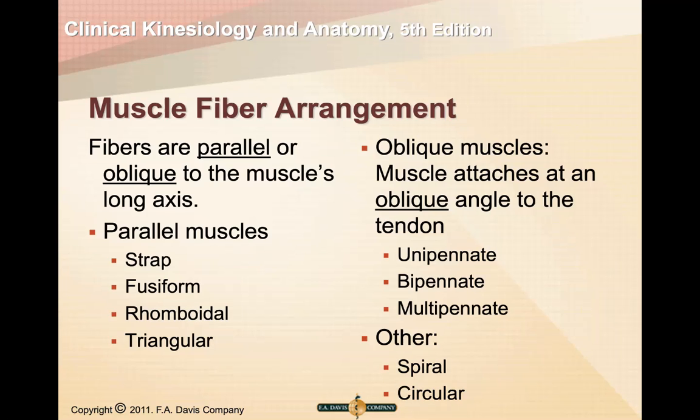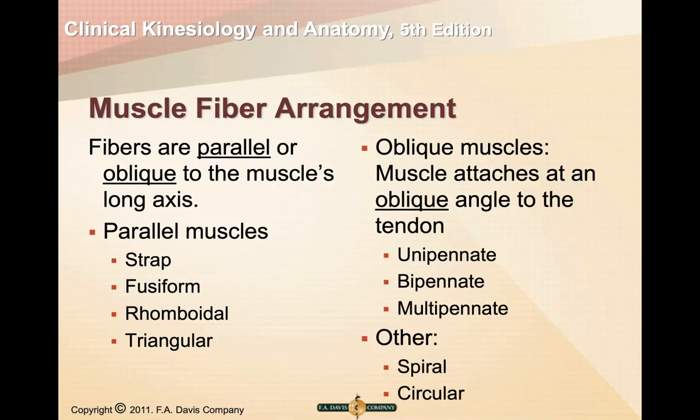Okay. So let's talk about muscle fiber arrangement. In parallel muscles or oblique muscles, fibers are either going to be parallel to the muscle's axis, like going in one direction like this, or they're going to be oblique. And oblique, when we talk about an oblique line in geometry or in the body, means it's going at a diagonal, but it's still going in a straight line.